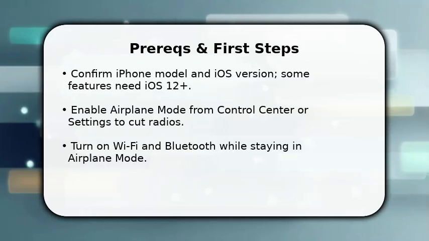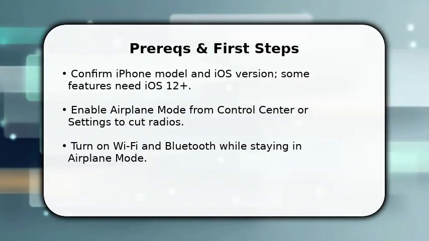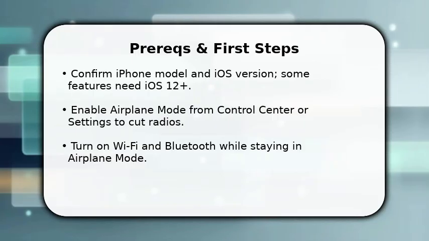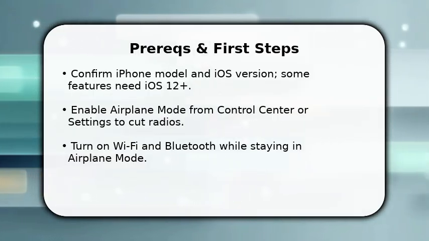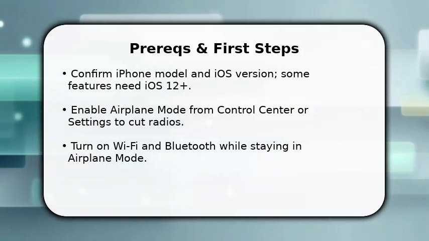You start by checking prerequisites. Make sure your iPhone model and iOS are compatible, then enable airplane mode to disable cellular radios. Once done, open Control Center or Settings and turn on Wi-Fi. You can also enable Bluetooth if you need accessories.